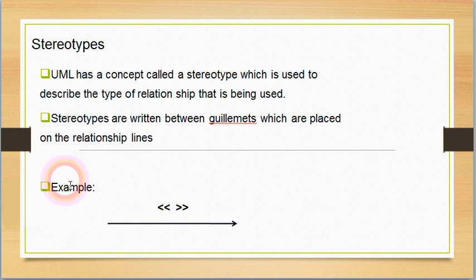UML has a concept called a stereotype, which is used to describe the type of relationship that is being used. Stereotypes are written between guillemets, which are placed on the relationship line.